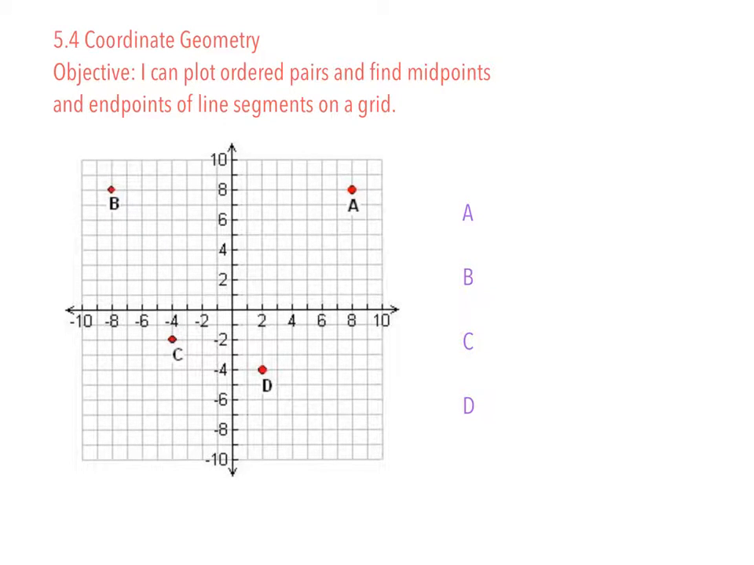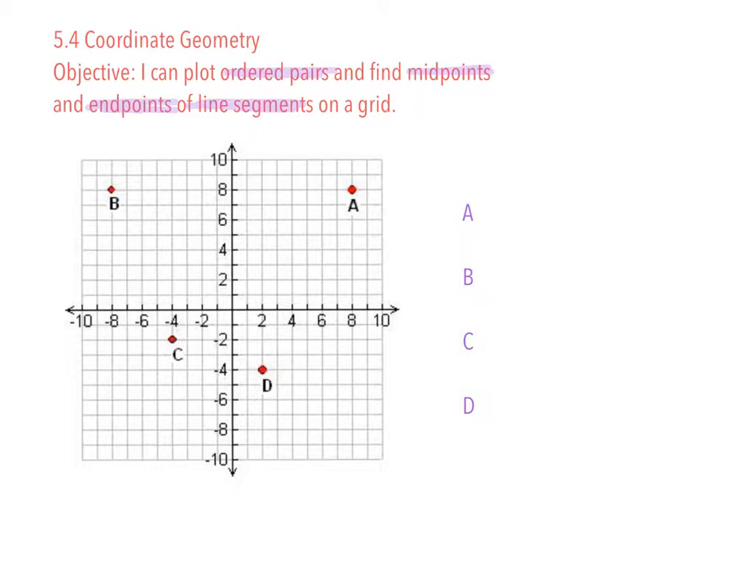Today's lesson 5.4 is all about coordinate geometry. So today our goal is to plot ordered pairs and find midpoints and endpoints of line segments on our grid. So the first thing that we're going to do is just review how to find these things.